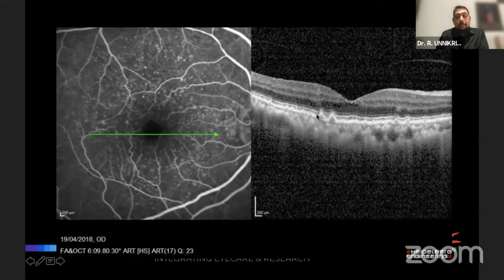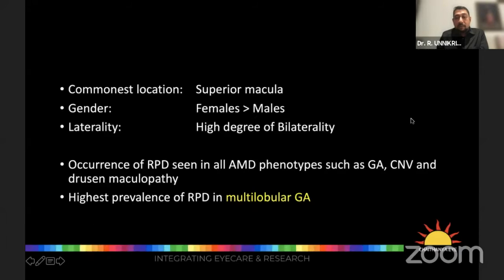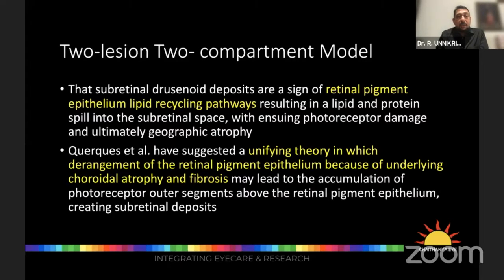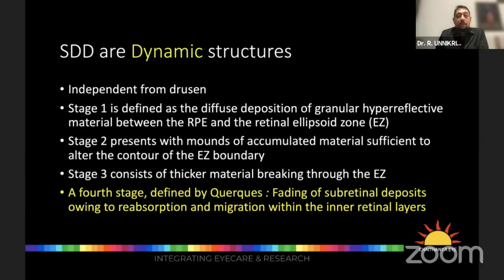So these are some of the examples of the triangular deposits that you see above the layer. You can see the deposits above the layer over there. And there's a predominance to be found in females and it is highly bilateral. There is a theory for how SDD occurs. That is, there is a two lesion, two compartment defect. There's a defect in the retinal pigment epithelium lipid recycling pathways that cause deposition above the RPE. And also it has been thought that there is a derangement of the choroidal circulation. The choriocapillaris forms atrophy and fibrosis, therefore causing a derangement of the RPE, causing all of this to happen.